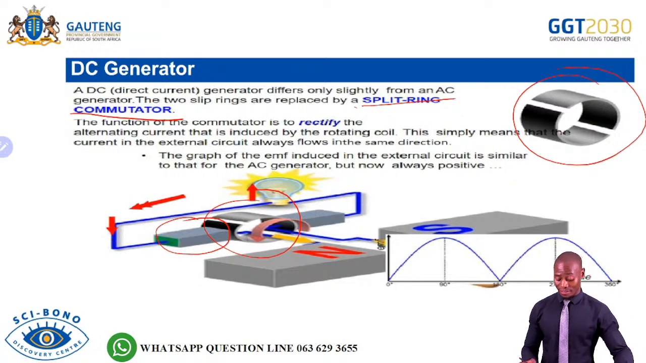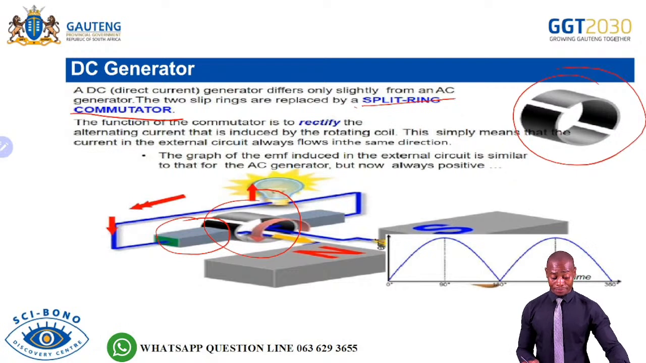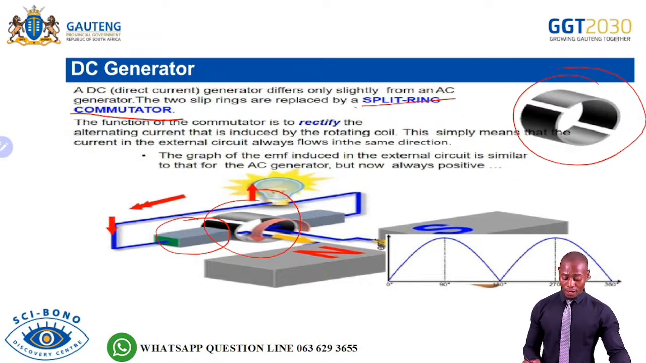But when it comes to a DC, current does not change direction, or current flows in what? In one direction. All right. So let's move on. So for a DC generator, because of the split ring commutator, current flows in what? In one direction.